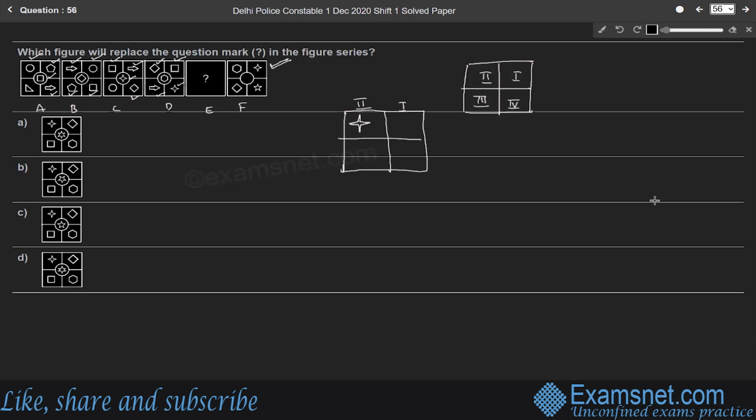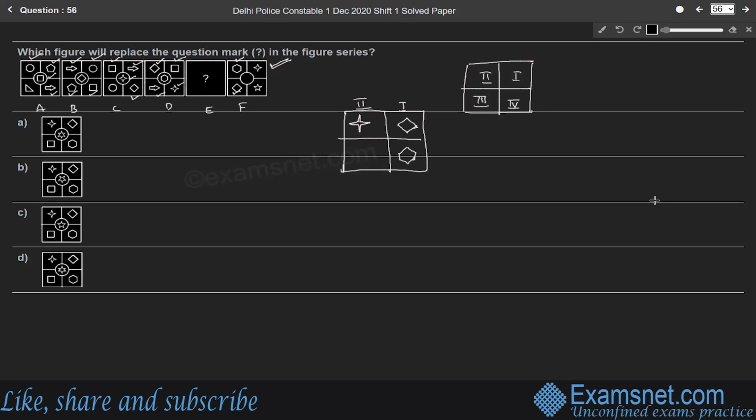this. And the second rule is the first quadrant element moves to the third quadrant. What is the third quadrant figure here? A rhombus. So in the previous figure, the rhombus is in the place of the first quadrant. And the fourth quadrant element goes to the second quadrant. What is the second quadrant here? A hexagon, which was in the fourth quadrant of the previous figure. Therefore, it is a hexagon.